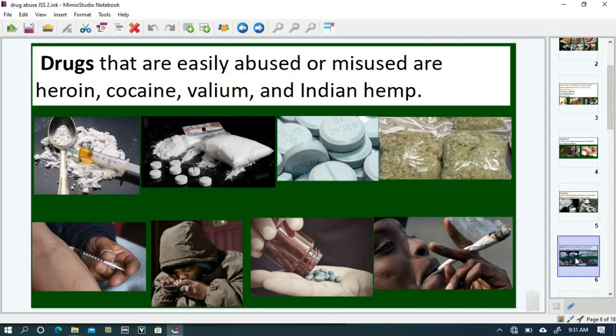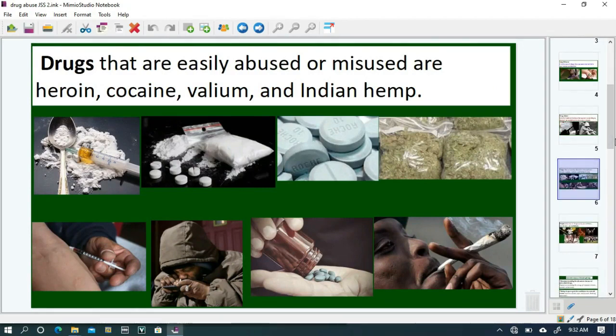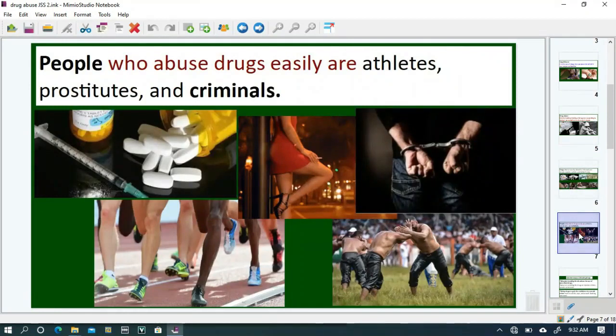Drugs that are easily abused or misused are heroin, cocaine, Valium, and Indian hemp. People who abuse drugs easily are athletes, prostitutes, and criminals.